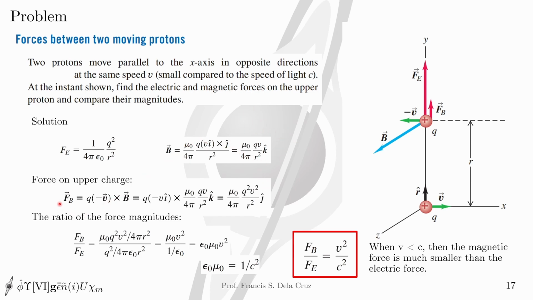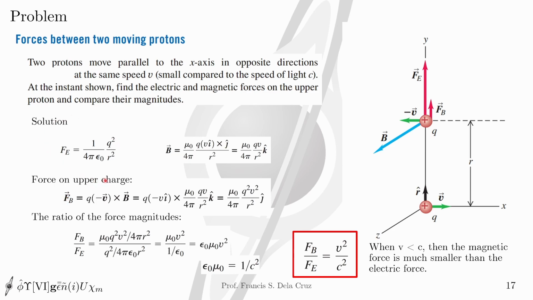Okay. So what would be the force on the upper charge due to the charge below? The force that this proton at the top will experience due to the passing proton would be this. So FB, okay, this is now the magnetic force.